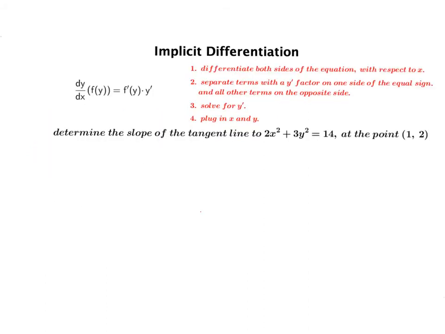This next problem, we need to find the slope of the tangent line to the equation at a point. So our first three steps in this are the same as what we just did. We want to find y prime because y prime is dy dx, which is equal to the slope of the tangent line.